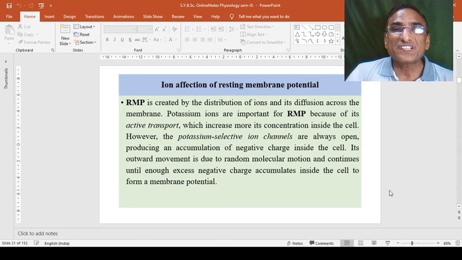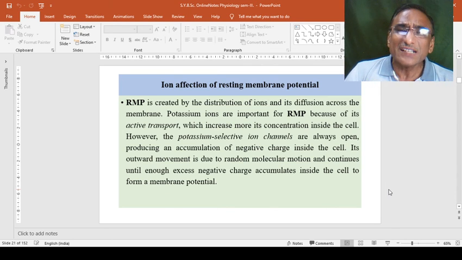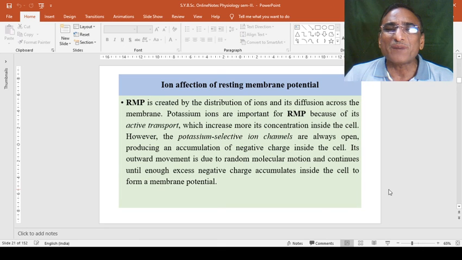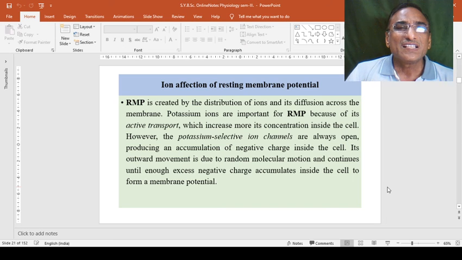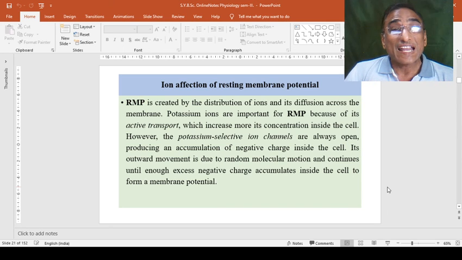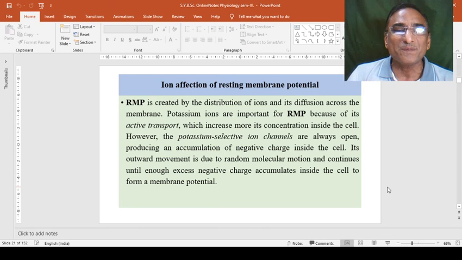Ion effect on resting membrane potential is to be studied from the resting membrane potential activity. Generally this is facilitated by the movement of ions either by diffusion or active transport. Then RMP, or resting membrane potential, is created by the distribution of ions and their diffusion across the membrane. Diffusion is the direct movement through the semi-permeable membrane.